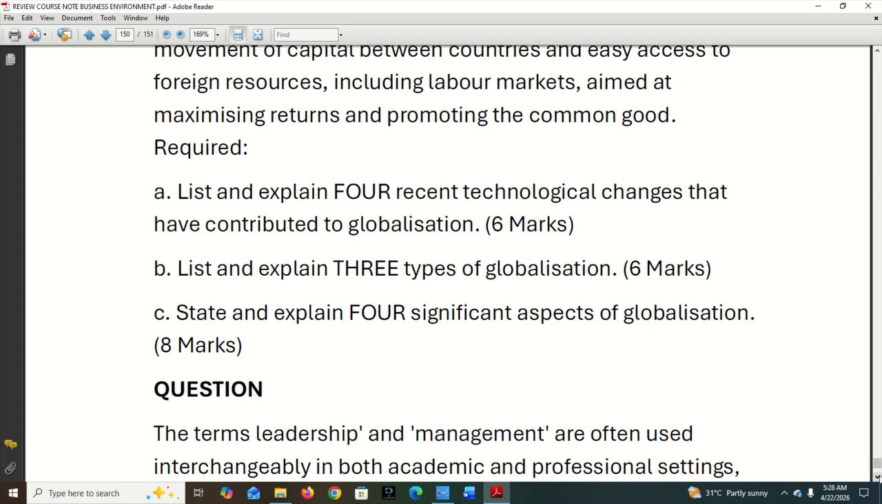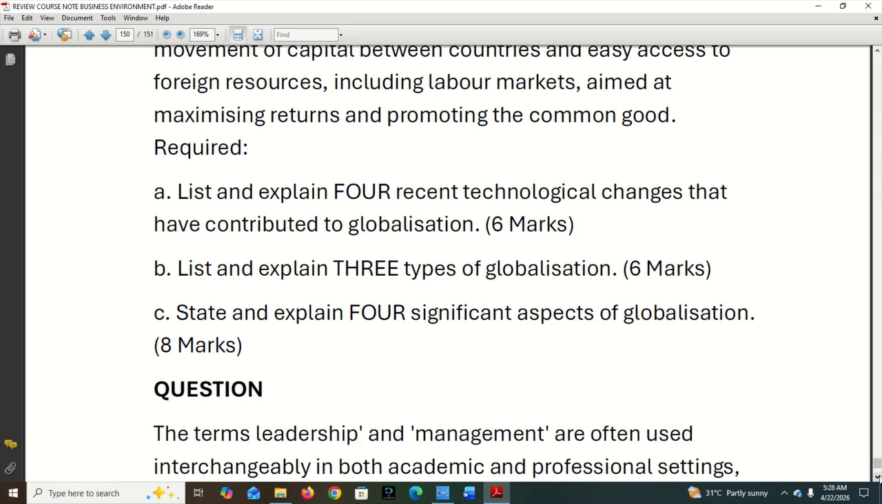Blockchain provides a transparent, fraud resistant ledger for recording and verifying transactions. That's what we call blockchain technology. So those are examples of four recent technological changes that have contributed to globalization. Now it says list and explain three types of globalization.